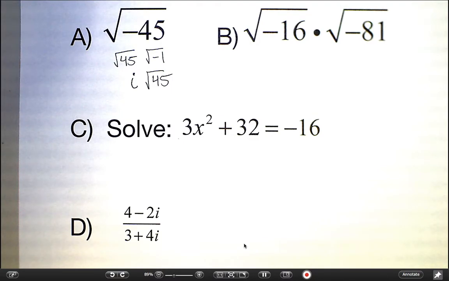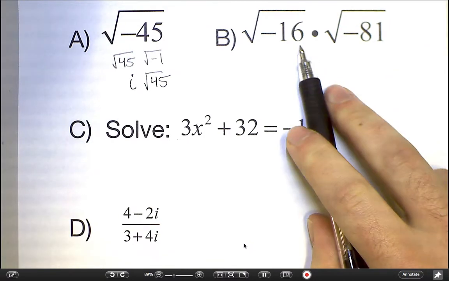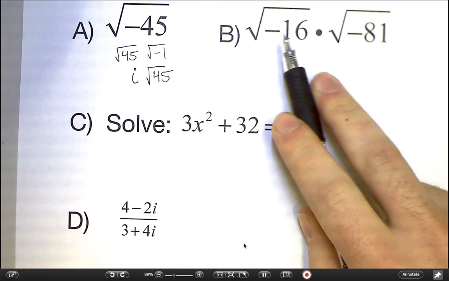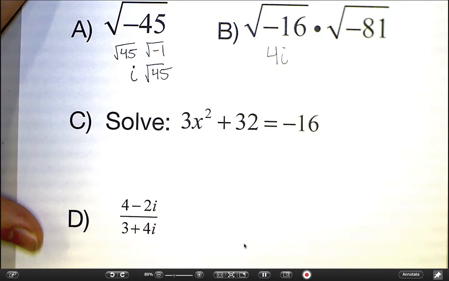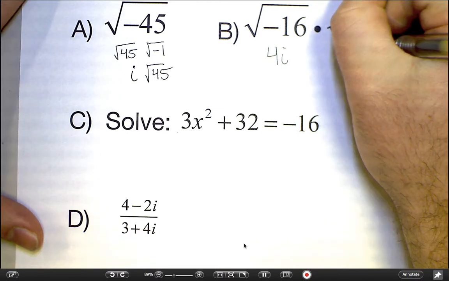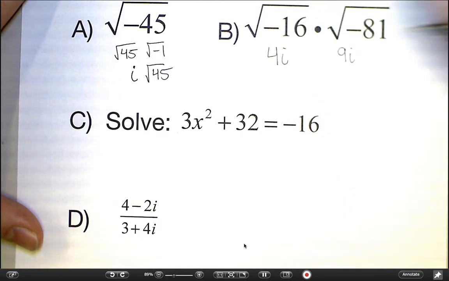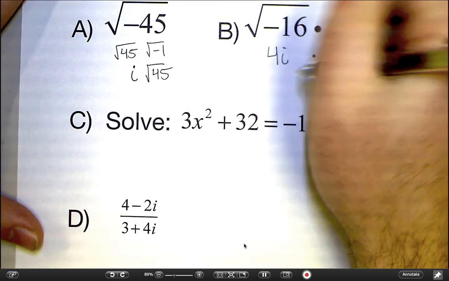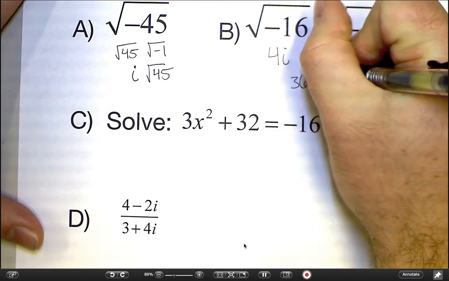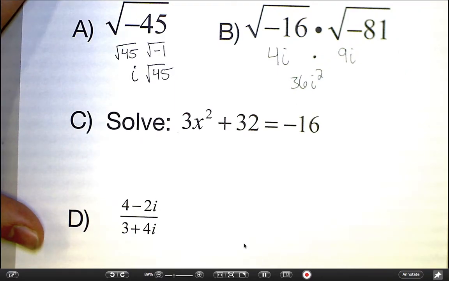Part B, I have another couple square roots of negatives here, so we're going to go ahead and simplify each of these. Square root of negative 16 is 4, with the negative does give me an i as well, so that is a 4i. Square root of negative 81, 81 square rooted gives you a 9, so this is 4i times 9i. 4 times 9 gives you 36, and i times i is i squared. Be careful and make sure that you do get the squared there. It is not just 36i. Gotta make sure you have the squared.